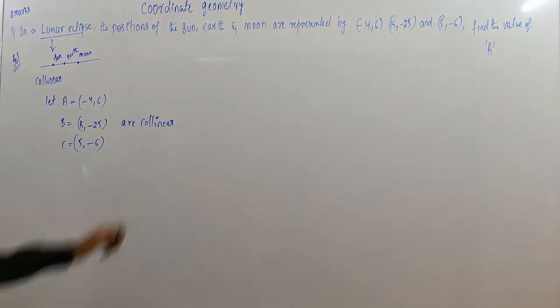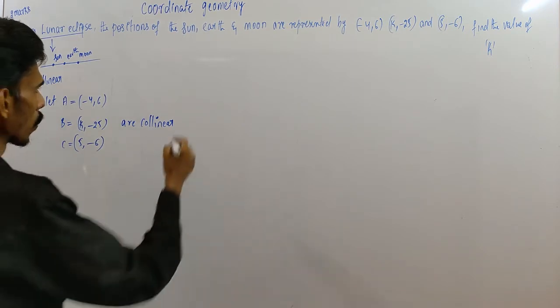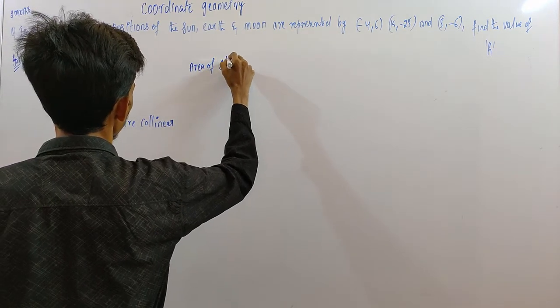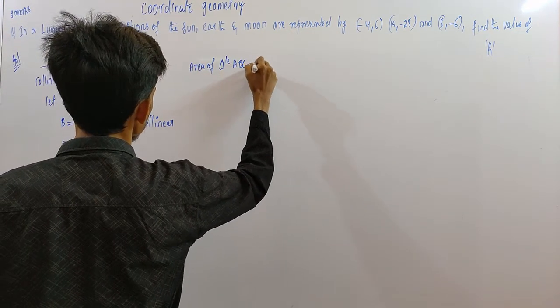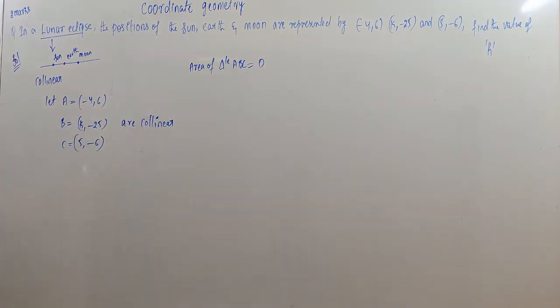So use the property of collinear. For collinear points we have area of a triangle is 0. For collinear points, area of triangle formed by these points is 0. The area will be 0 for collinear points.